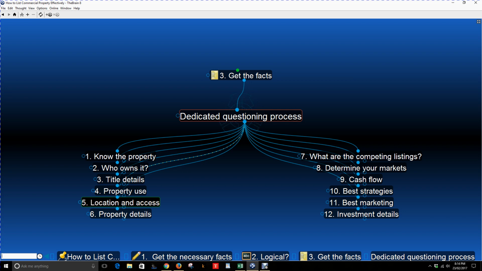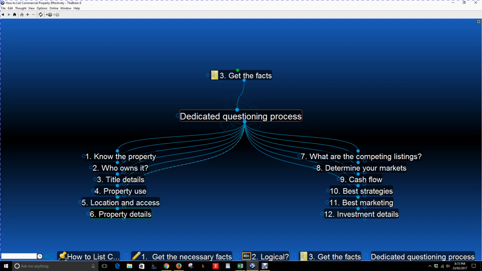Of course, check out the property use to make sure it is valid for the property as it exists today. You can't sell something that's illegal. Check out the location and the access for the property. Now, the location will of course be roads, perhaps even competing properties, surrounding properties, all the things that could impact on the listing itself. And look at the access, that is the roads in the area, any highways, freeways, look at transport issues, understand the access to the property itself.